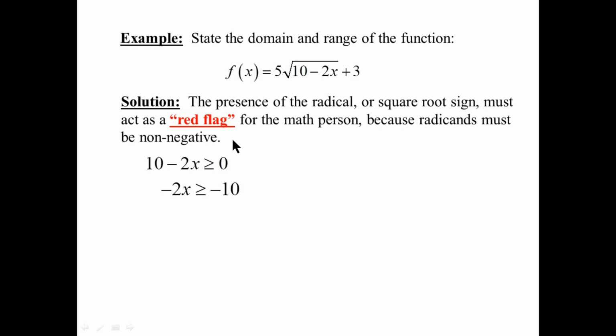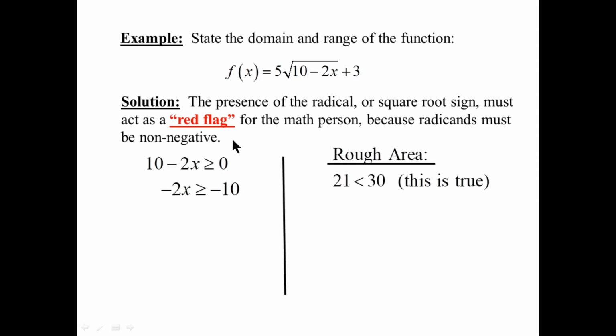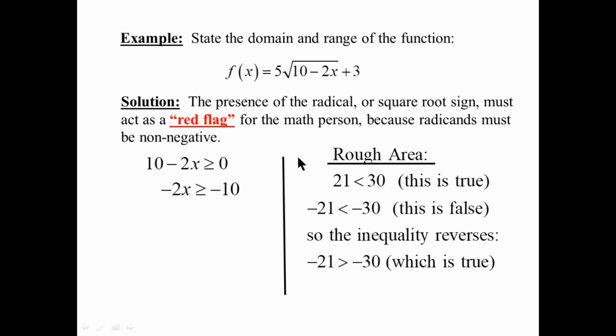Now I'm going to invite you into the rough area for a moment. In the rough area, consider something completely different than this example. 21 is less than 30. This is a true statement. But if I multiply both sides by negative 1 and change the signs to negatives, negative 21 is less than negative 30. This is a false statement. So to make it true, the inequality has to reverse. This less than sign has to become a greater than sign.